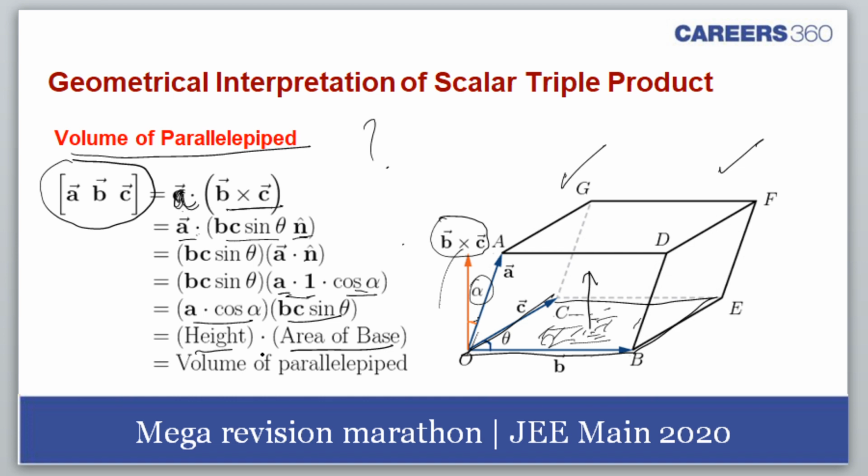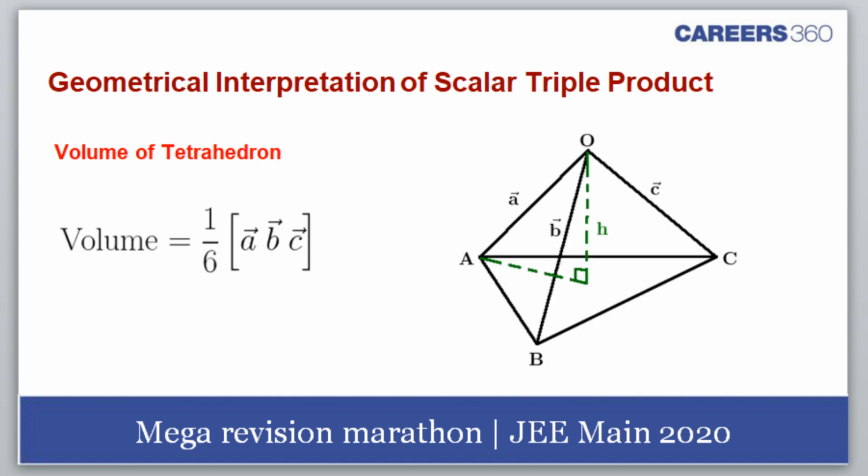That's how you do it, no? For a right circular cylinder, the area of the base is pi r square. If you multiply by its height, then you get pi r square h. That's how you get the volume of the figure. Okay? Now, let's come to the volume of the tetrahedron. It's 1/6 of the box product of A, B, C, where one of the vertices of the tetrahedron is the origin, and the other three vertices' position vectors are A, B, C.